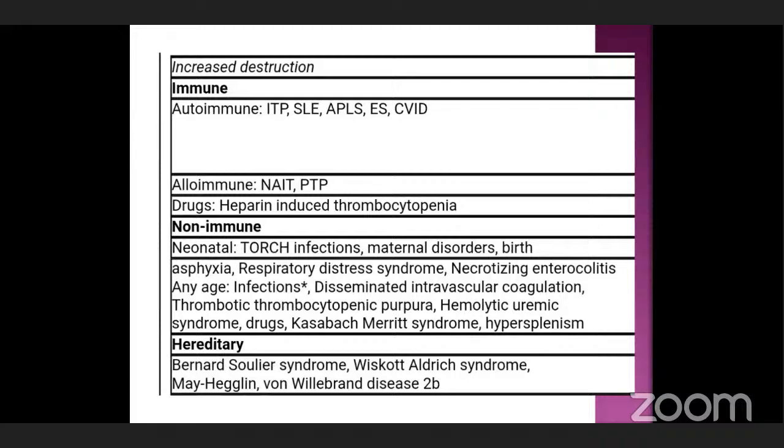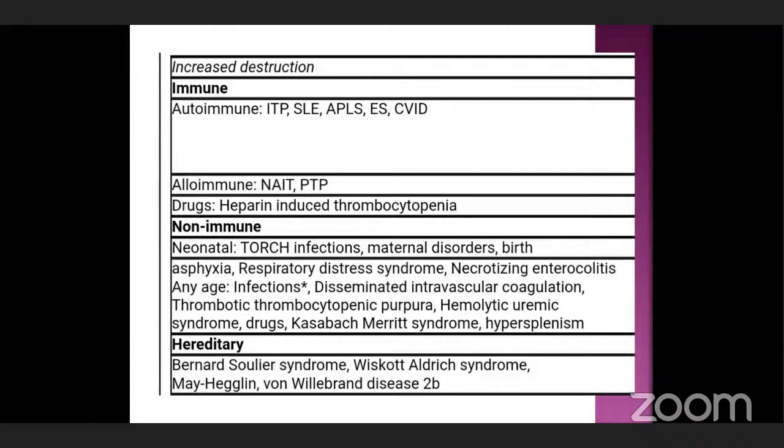So first is autoimmune. Autoimmune means our own antibodies are attacking our platelets. This can be seen in ITP, that is immune thrombocytopenic purpura, about which we will be discussing today in detail. Then in systemic lupus erythematosus also we can see autoimmune thrombocytopenia. Antiphospholipid antibody syndrome, APLS or APLA. Then Evans syndrome. Evans syndrome means it is autoimmune thrombocytopenia with autoimmune hemolytic anemia. The combination of autoimmune hemolytic anemia with autoimmune thrombocytopenia is known as Evans syndrome.